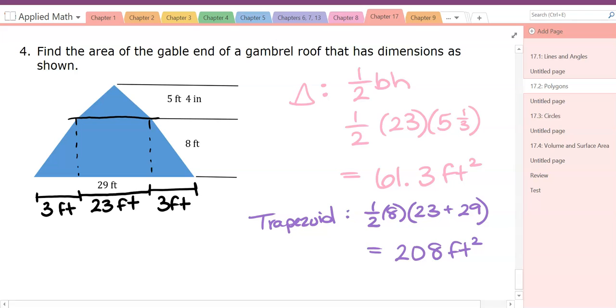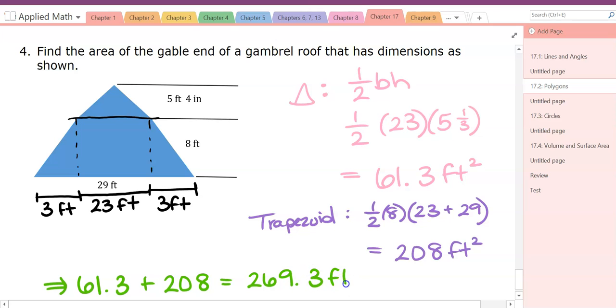So then to finish, we're going to add the 2 dimensions together. 61.3 plus 208, and that's how we get 269.3, and this would be feet squared. Like I said, this would be for the total.